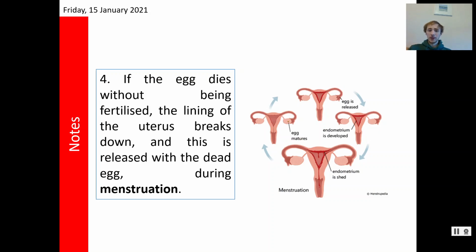So what happens is that every month, just as the egg dies, the egg then stops signaling to build that lining, and the lining can be lost with the dead egg during menstruation. So all those nutrients, all that thickening that has been going on ready for the baby, is lost as part of the period, part of menstruation.